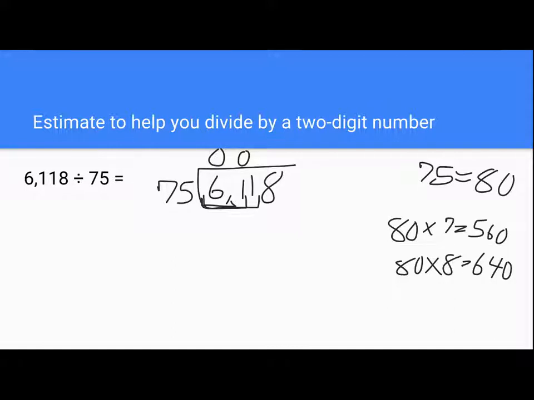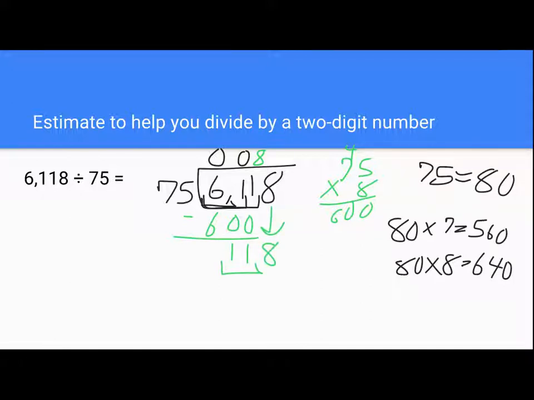So let's try that this time. Let's try going up with 8 because it was a little bit too small. Let's multiply 75 times 8 to see what we should be subtracting. Okay, and we actually end up with 600. Now we can subtract. Phew, our answer is less than our divisor. We can bring down our 8. And now let's think, how many times can 75 go into 118? I'm pretty sure it's only once. Let's double check. 1 times 75 is 75. We're going to subtract. Yeah, and here's our remainder.